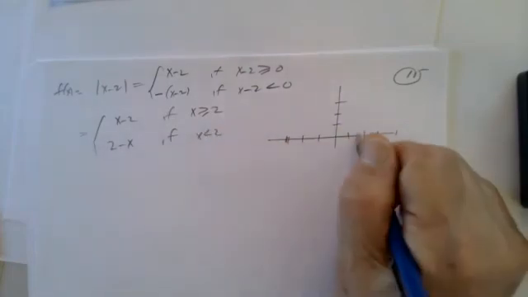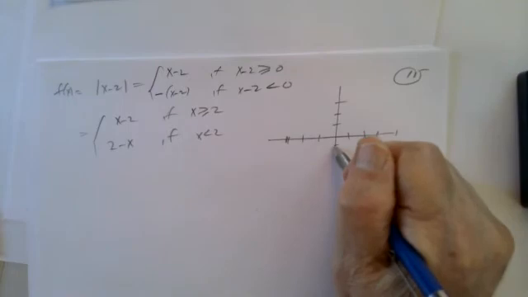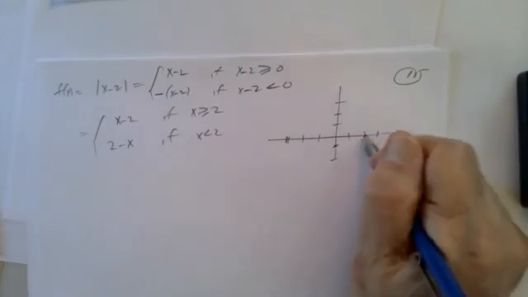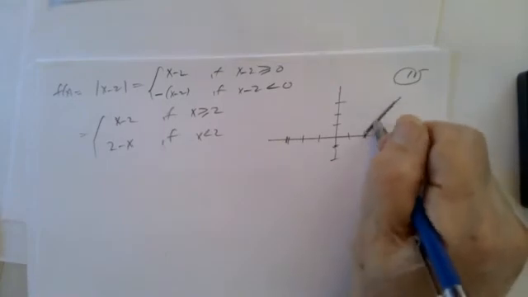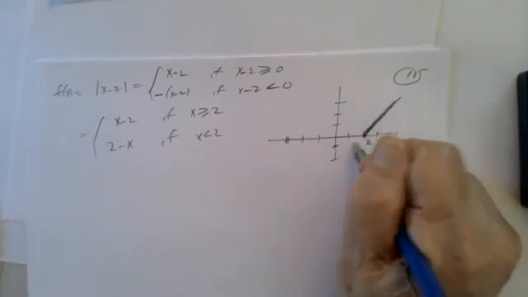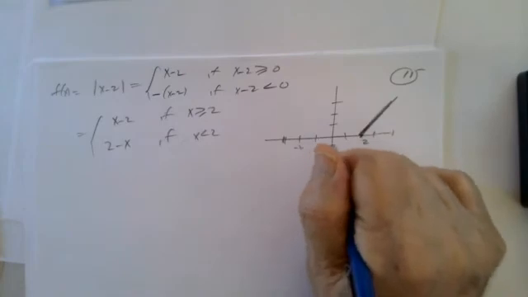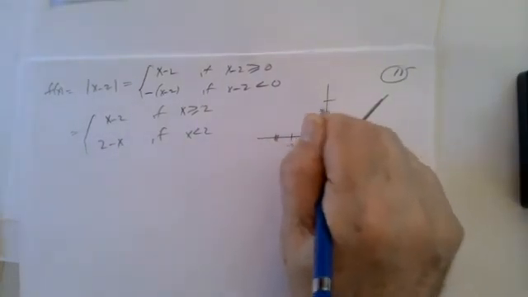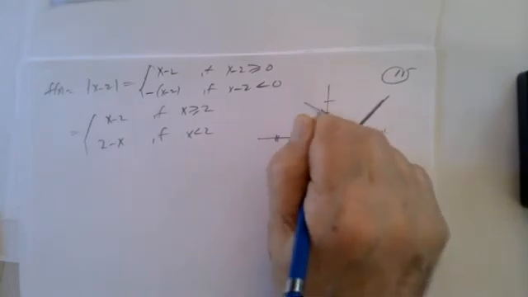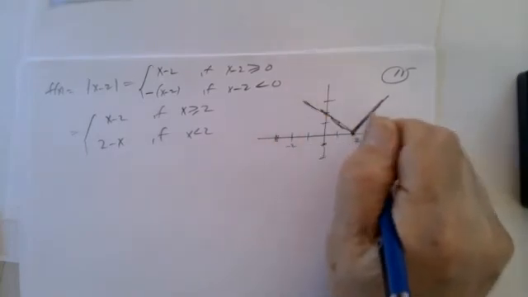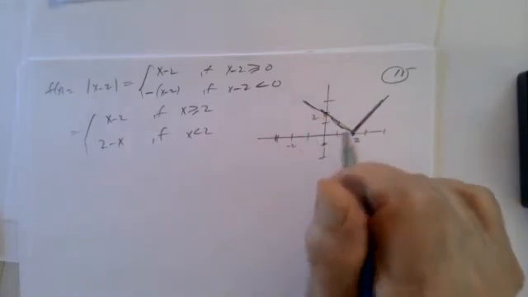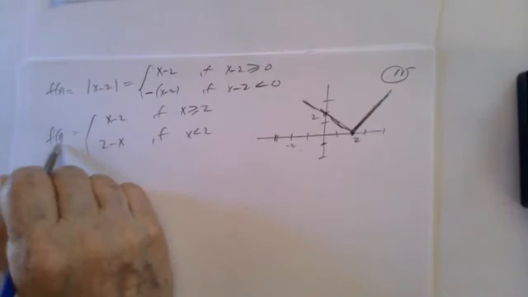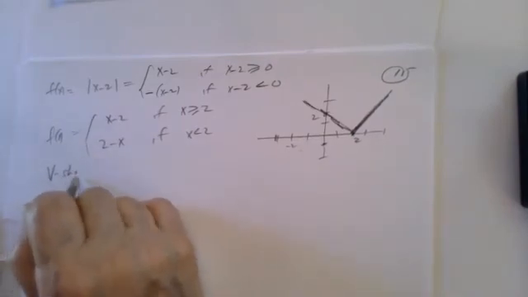So when x is greater than or equal to 2, it's the line with slope 1 going up like that. And when x is less than 2, it's the line 2 minus x. It's the line with slope minus 1 and y-intercept 2. So this function is a V-shaped curve.